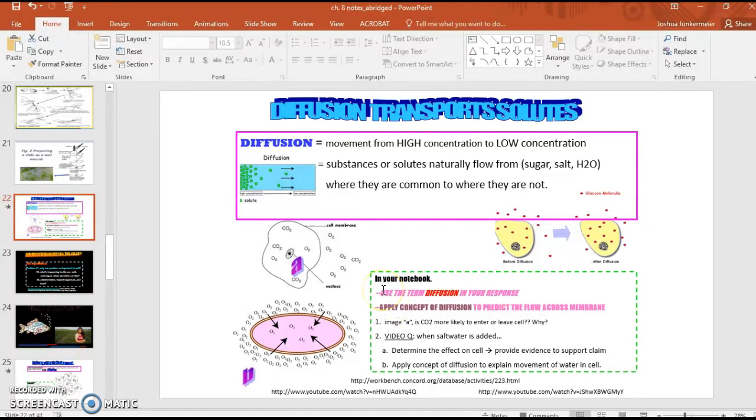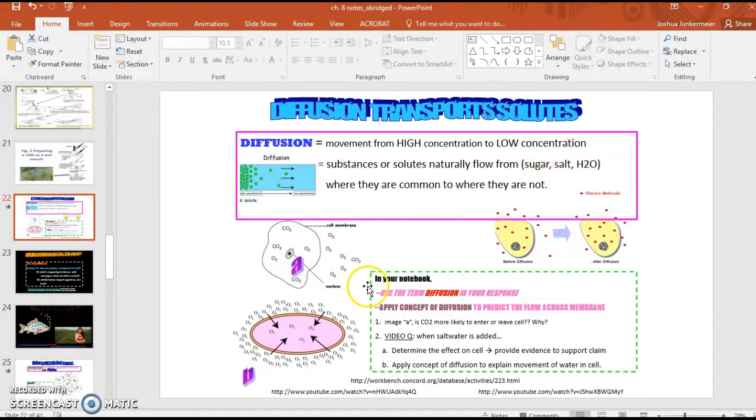Right here it says, in your notebook, use the term diffusion, which we just learned here, to predict the flow across the membrane. It says image A. So we've got this one right here. It says, is carbon dioxide more likely to enter or leave the cell? Now, we have to count how many carbon dioxide we have in the cell, and how many we have out of the cell. Then we'll know which direction it's going to flow or diffuse, because things naturally move from where they're most common, or high concentration, to low concentration, where they're less common.